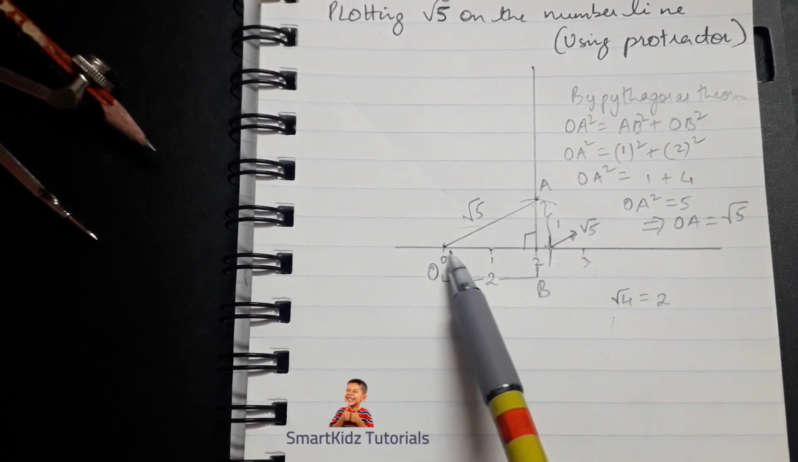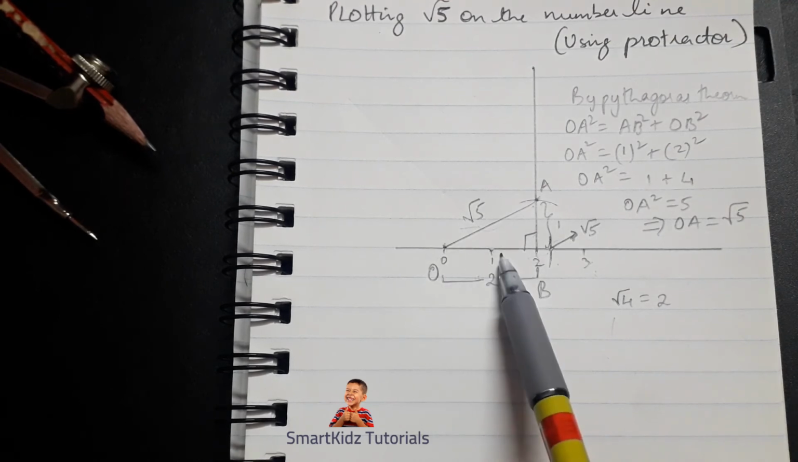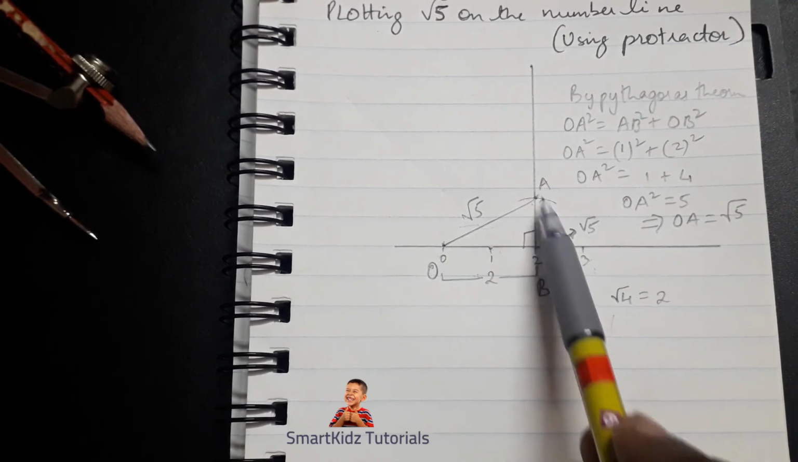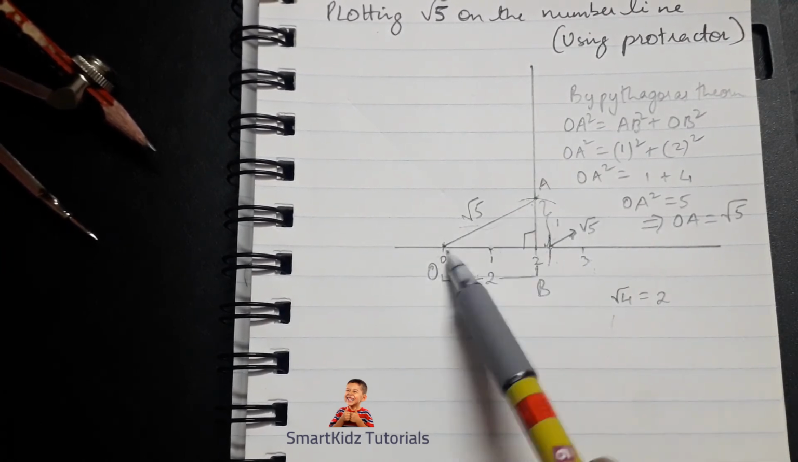Very easy. The only difference between root 2 and root 5 is that instead of taking 1 unit, we take 2 units. We cut 1 unit on this perpendicular after drawing the perpendicular, and that's how we get root 5.